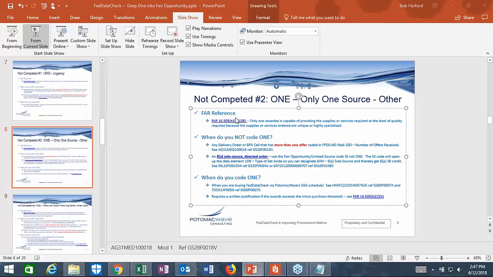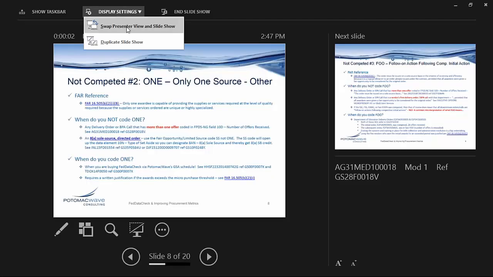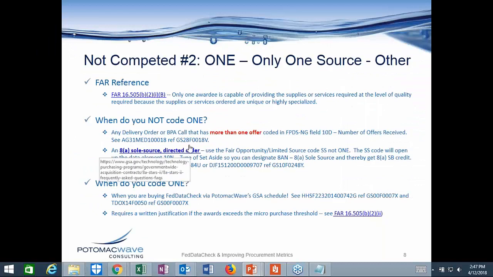Okay, slideshow from current slide. Okay, so we saw one there where they got more than one offer. Boy, how could there be only one source capable of doing the service in that case? They mistook an 8A award, sole source. They put down one. They should have put down SS. And if it really is a unique situation, there are not too many people downloading FPDS data and running it through data checks and merging it with SAM and SBA data. So right now we're kind of it. Several of the awards to us have been designated as only one source available.